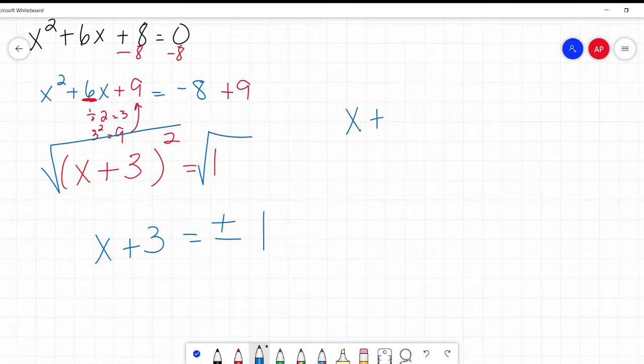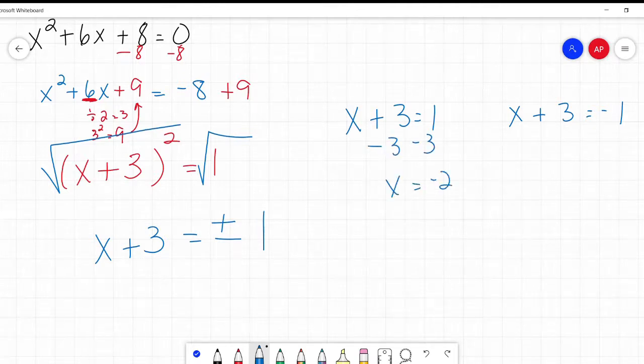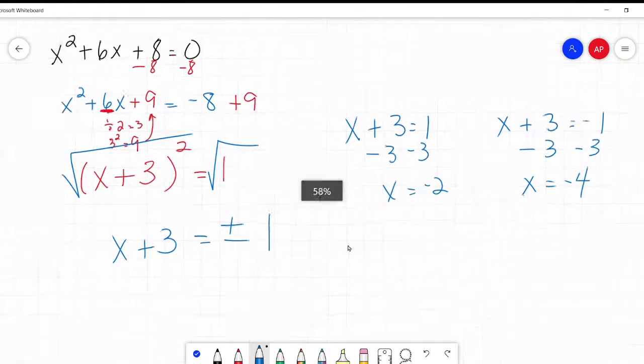What is x if x plus 3 equals positive 1? What is x if x plus 3 equals negative 1? On this side, I subtract 3 from both sides. x equals negative 2. Over here, I subtract 3 from both sides. x equals negative 4. And that's it. I've solved it.